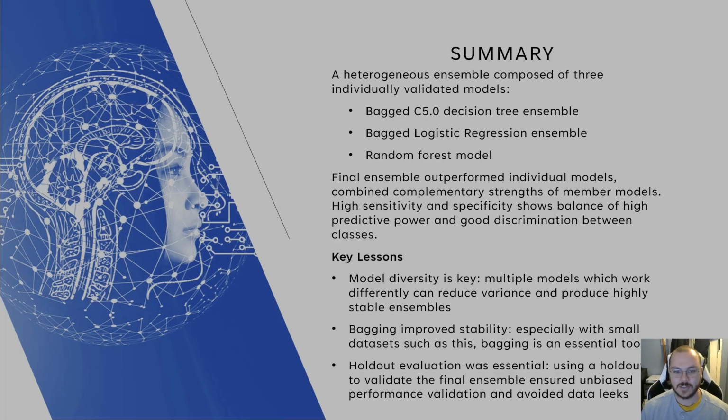Some key lessons that I learned: model diversity is key. Multiple models that work differently and see the data differently can help reduce variance and produce highly stable ensemble models. Bagging improved stability immensely, especially with small data sets such as this. Bagging is an essential tool.